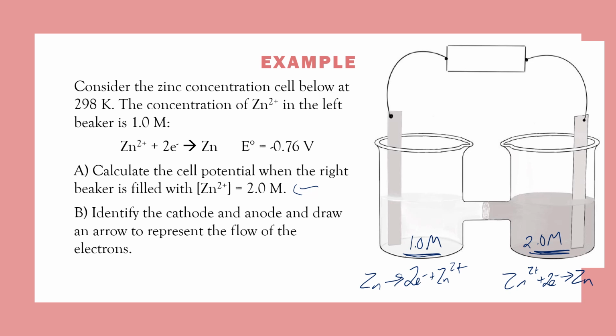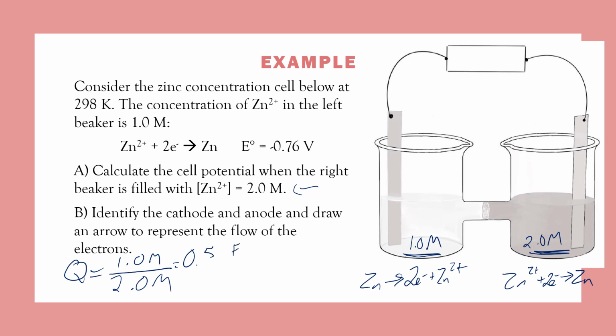So it says calculate the cell potential when the right beaker is filled with 2 molar concentration. In this scenario then, it's products over reactants. Well, the solid part doesn't matter, but the ions do. So I have the 1 molar ions on our product side, and then for our reactants, I have the 2 molar zinc 2+ ions, and the solid zinc doesn't matter. So my value for Q is 0.5. Then it says to calculate the cell potential, so I need to use the Nernst equation. I'm running out of space.